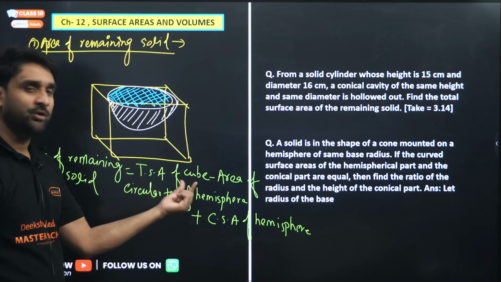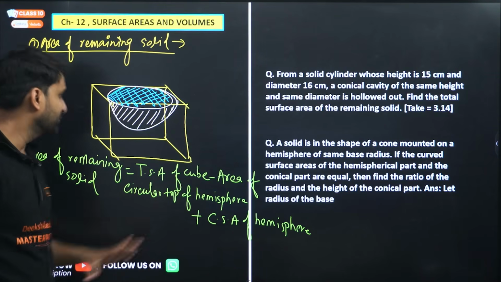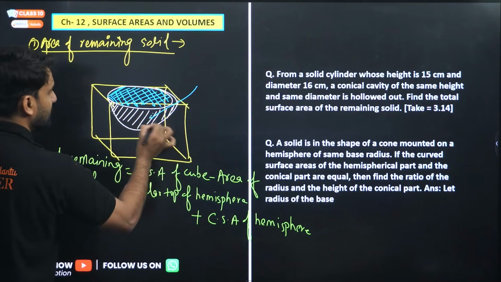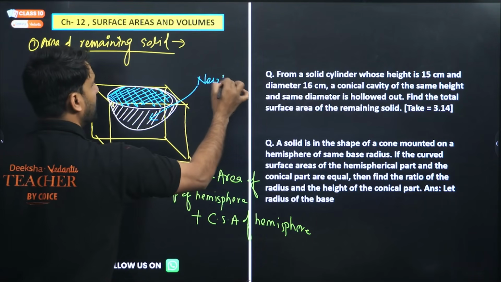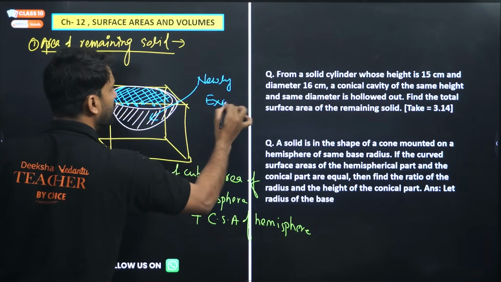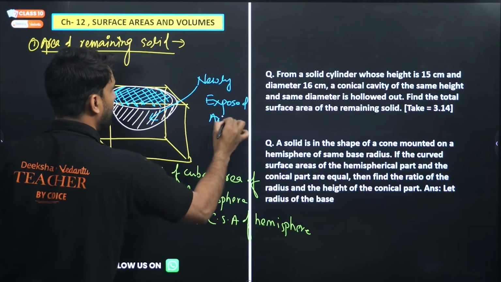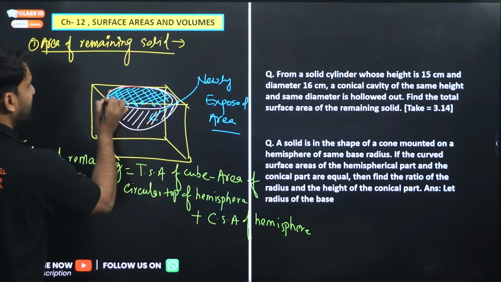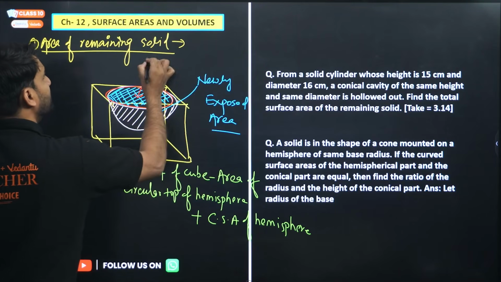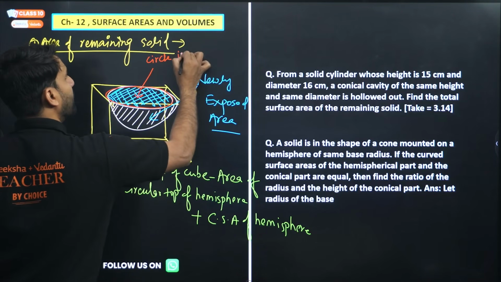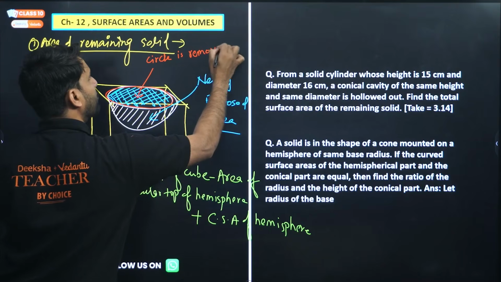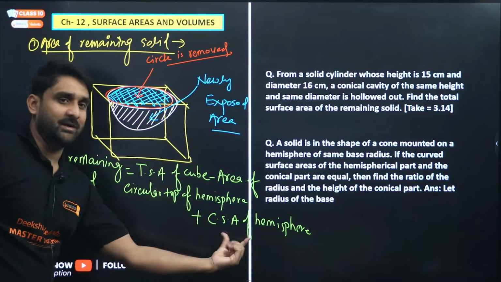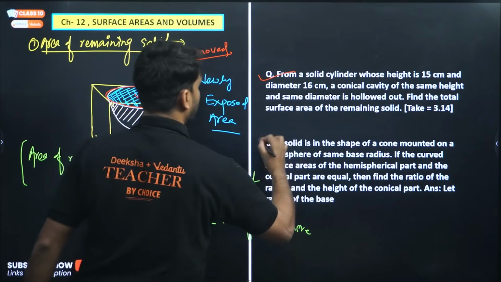Total surface area of cube minus area of the circle, plus CSA of hemisphere. See, my dear, the newly exposed area is this, the curved surface area, newly exposed to the environment, right? And the circle is removed. The removed part is the red-colored circle. So the removed part will be subtracted and the newly exposed area will be added. This is all about it. Two questions for you all.